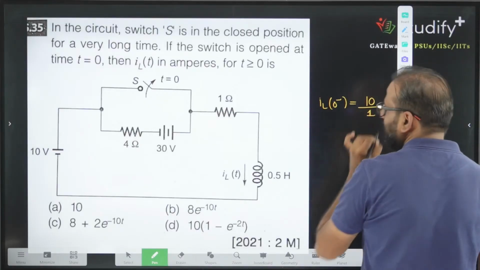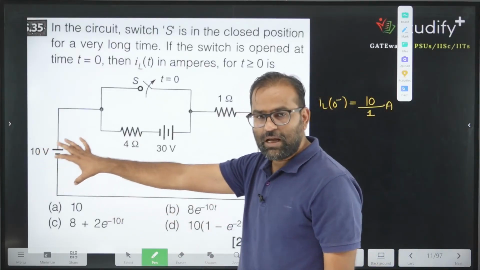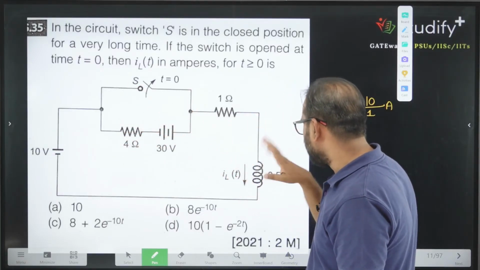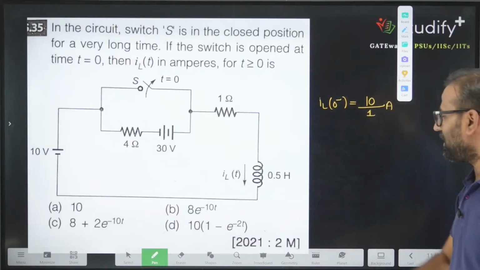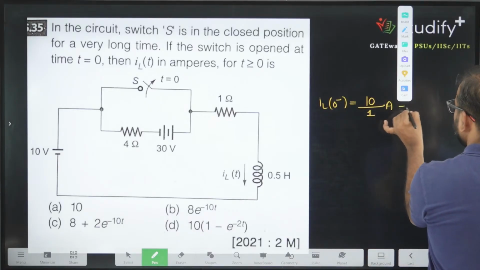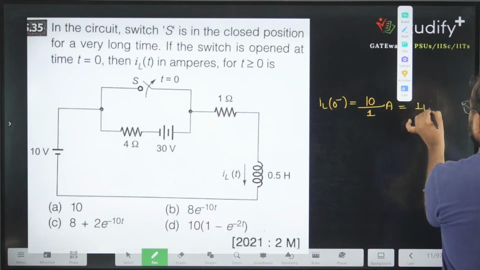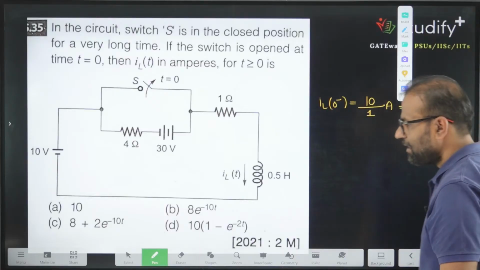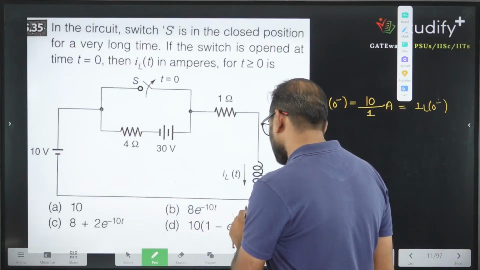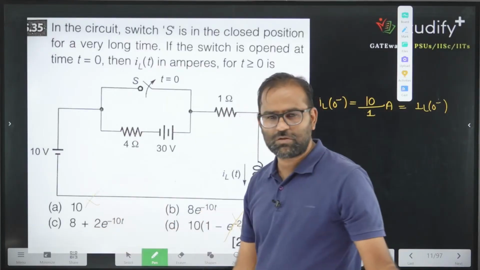Why 10 divided by 1 ampere? This is 10 volt and there is no meaning of this branch, and this is 1 ohm and this inductor will act as a short circuit. So initial current at t equal to 0 minus, and at t equal to 0 plus, IL(0 plus) equals 10 ampere. So either this option is correct or this option is correct. These two options are wrong. You can match the option also.